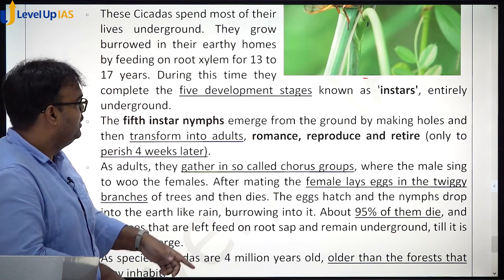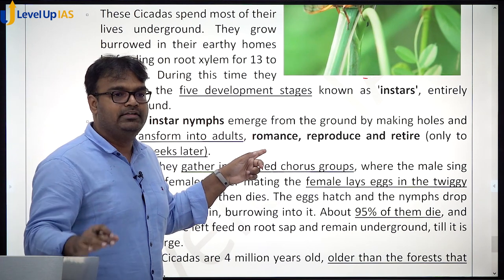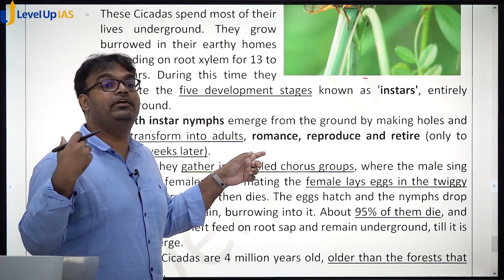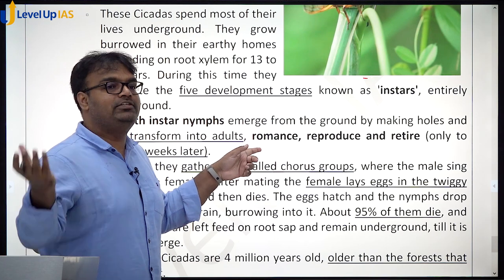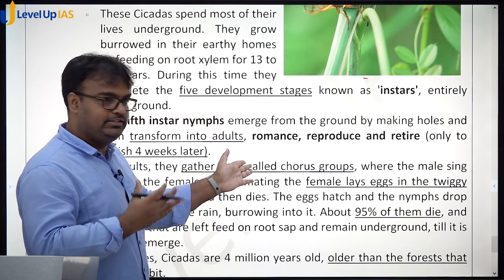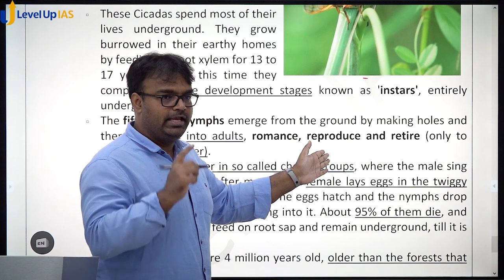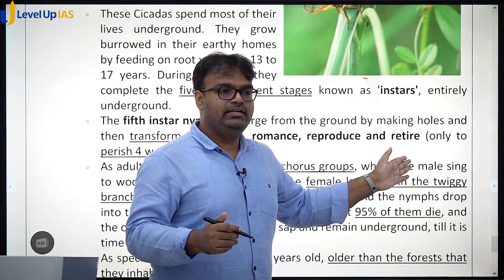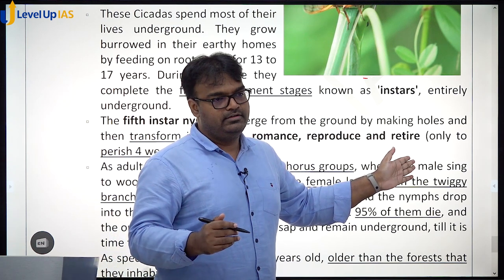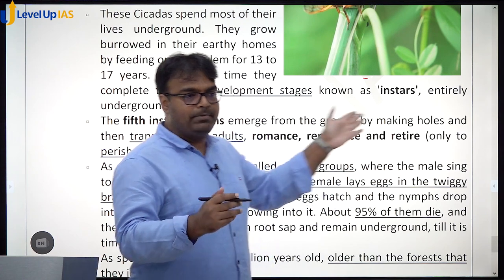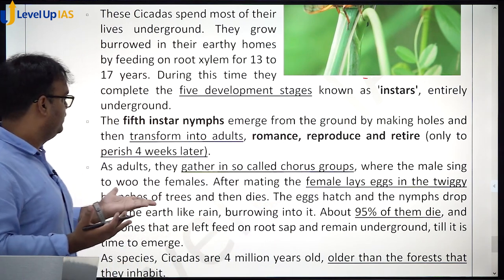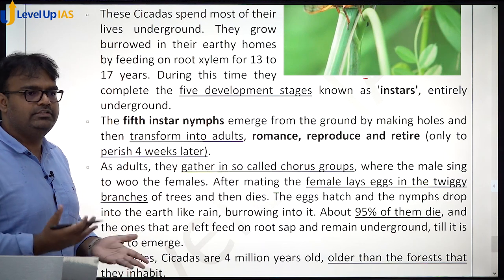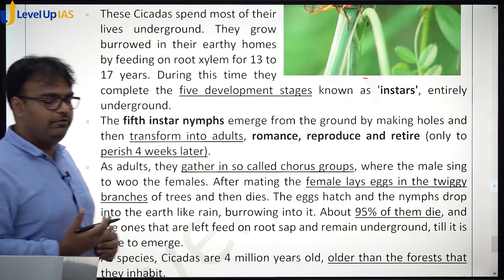They'll become adult, they'll come out, they'll romance. The male cicadas will make noise. Females will get attracted to them. They'll mate, reproduce. And then they'll retire and die. This happens every 17 years, or for those with a 13-year cycle, every 13 years.